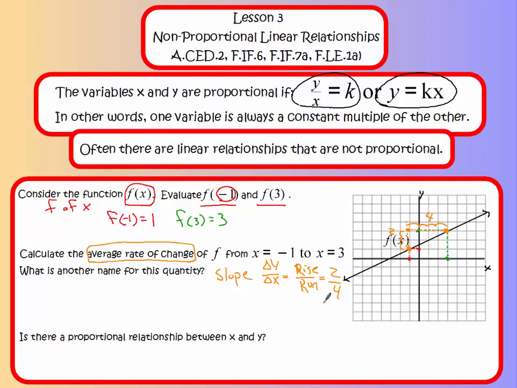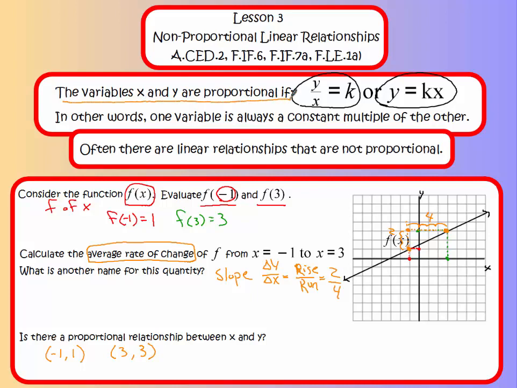So is there a proportional relationship between the x and the y values? Well, let's see. When x was -1, we have 2 points here that we've found. When x was -1, y was 1. And when x was 3, y was 3. So let's go up to the top here again and look at what this said. So the variables x and y are in proportion.